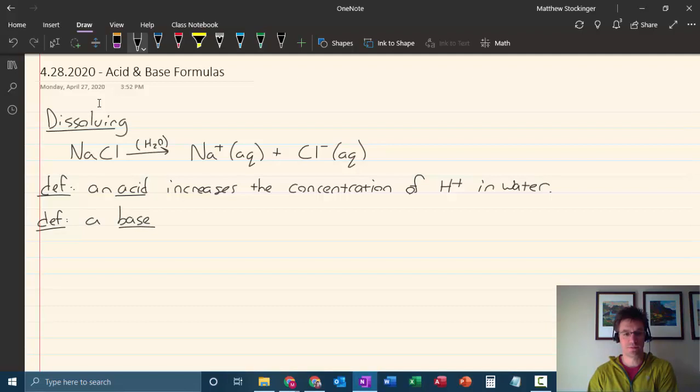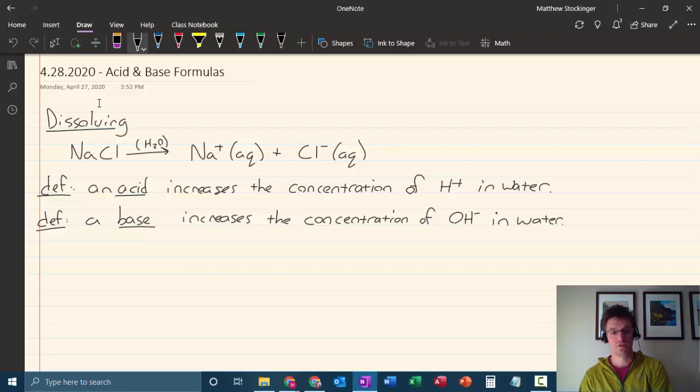A base is really similar. But it's not hydrogen ions this time. This time it's OH minus, which is the hydroxide ion. And so similarly, you can imagine that if we had an ionic compound that had OH in it, when you dump that in water, the OH will split off from the compound and freely float around, and that would be a base. And you would be right for thinking of that, okay?